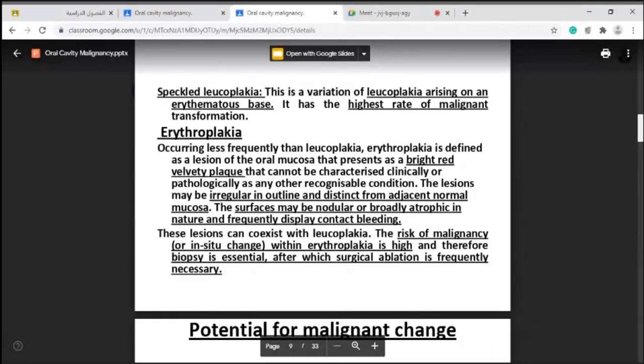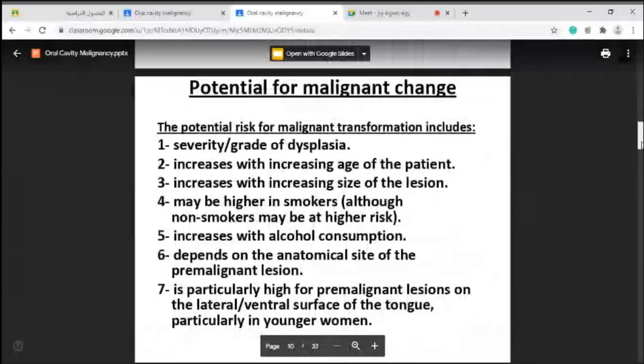These lesions can coexist with leukoplakia, and the risk of malignancy or in situ changes with erythroplakia is high. Therefore, biopsy is essential, after which surgical ablation is frequently necessary. What are the factors for malignant change? The potential risk for malignant transformation includes the severity and grade of dysplasia. The more dysplasia, the more risk of malignancy. The more severe the condition, the more severe the risk.